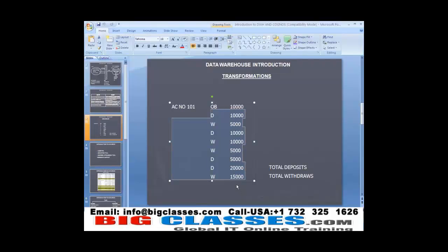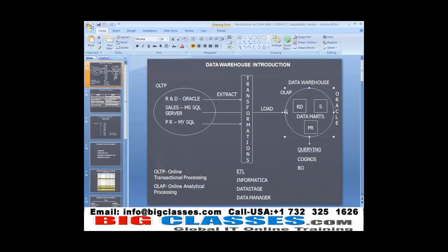Okay. After applying transformations, load the data into the data warehouse. This is the data warehouse, don't confuse. This is also an ordinary Oracle database. Usually Oracle database, of course DB2 is also there. Load the data into the data warehouse.